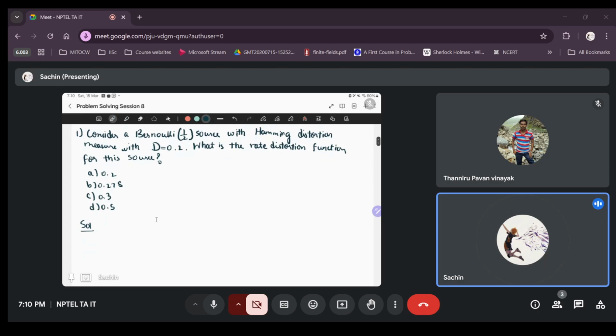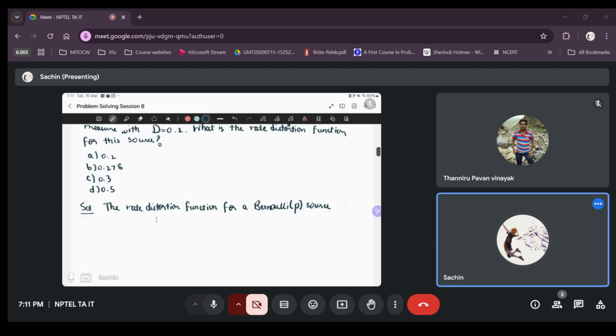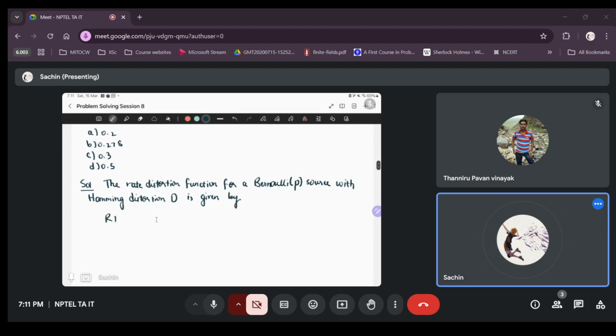So we saw in the lecture, the rate distortion function for a Bernoulli source with parameter P with Hamming distortion is given by R of D equals H of P minus H of D, if D is between 0 and minimum of P comma 1 minus P. It is 0 if D is greater than minimum of P comma 1 minus P.